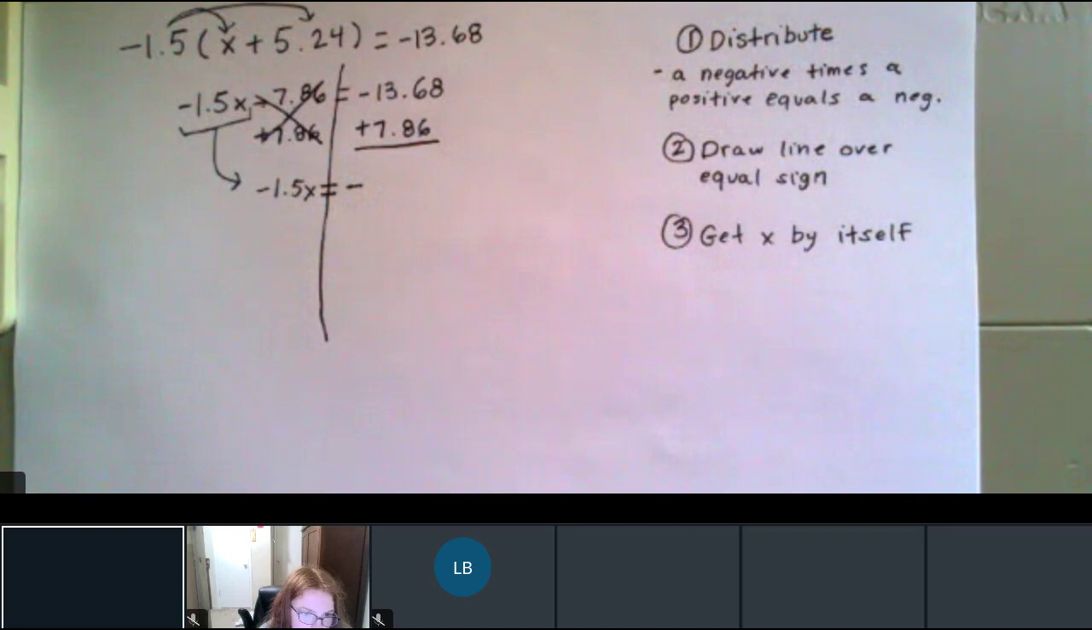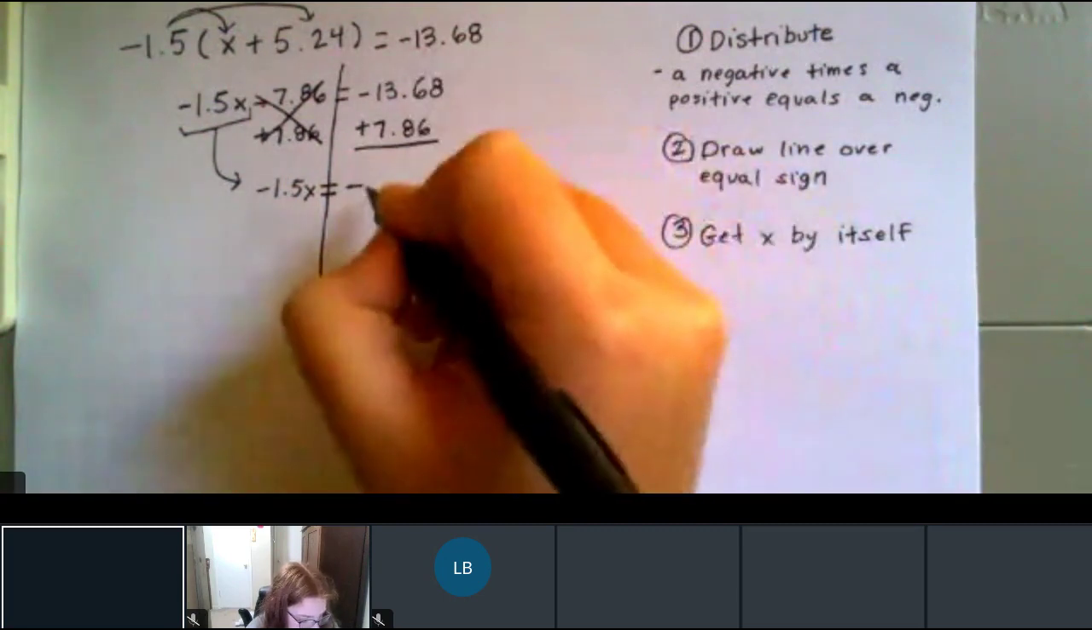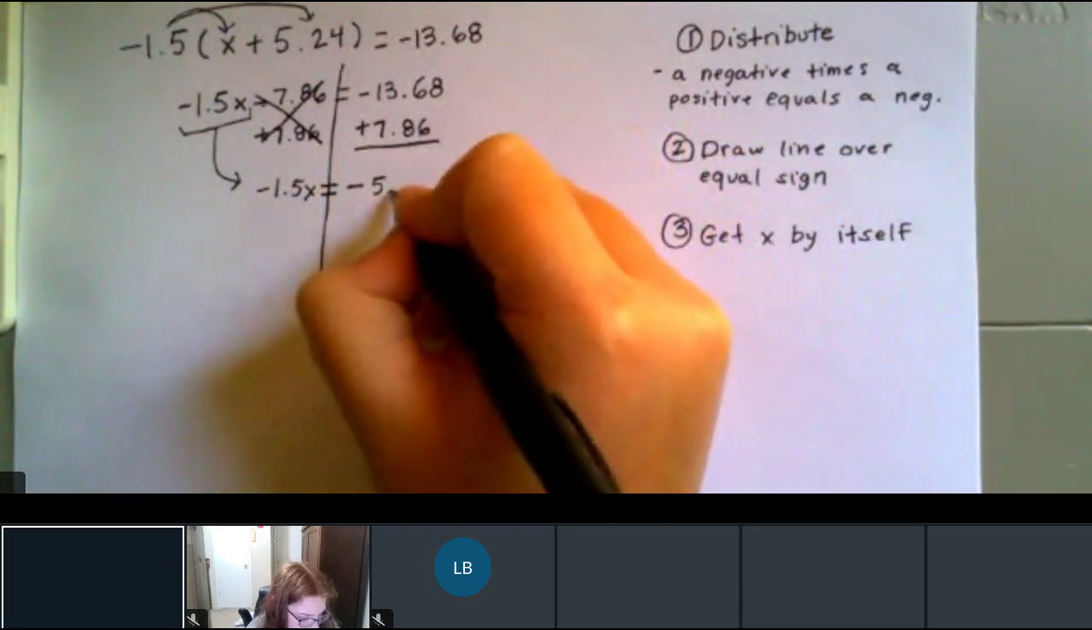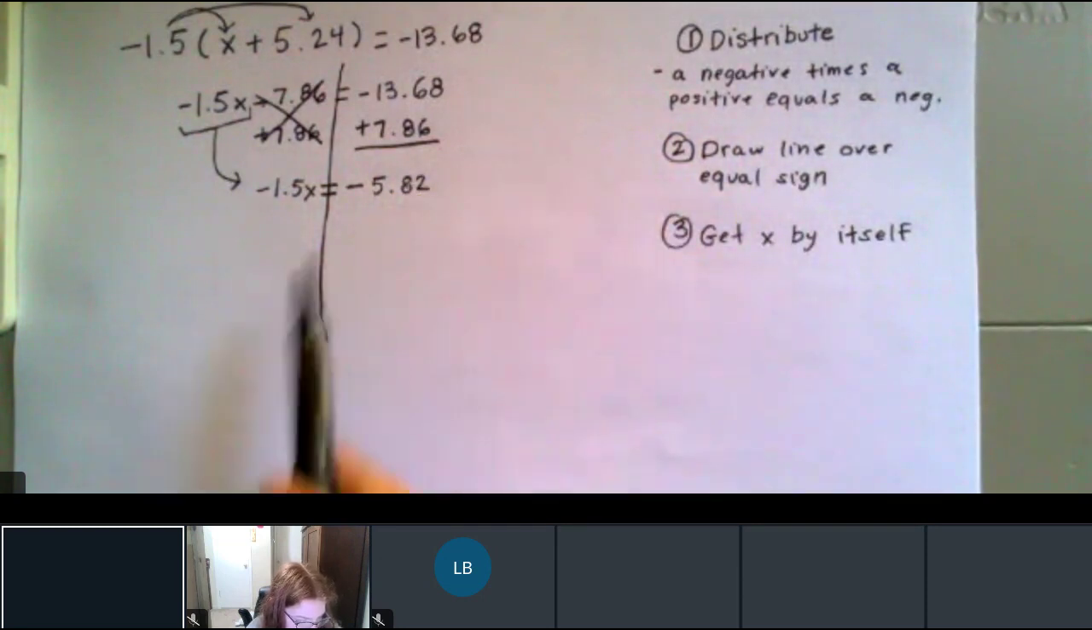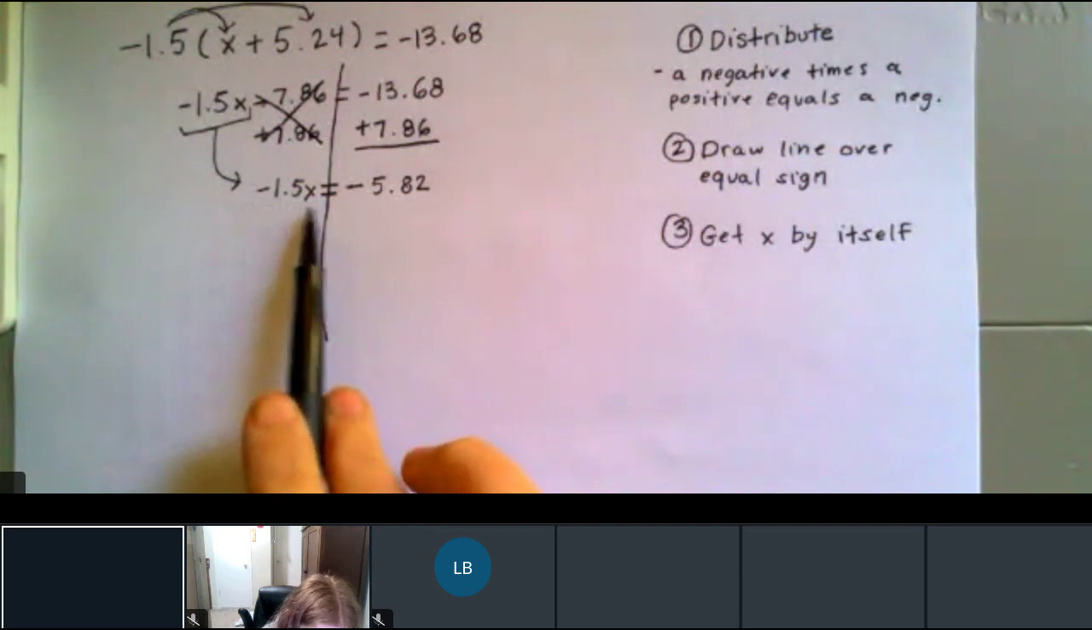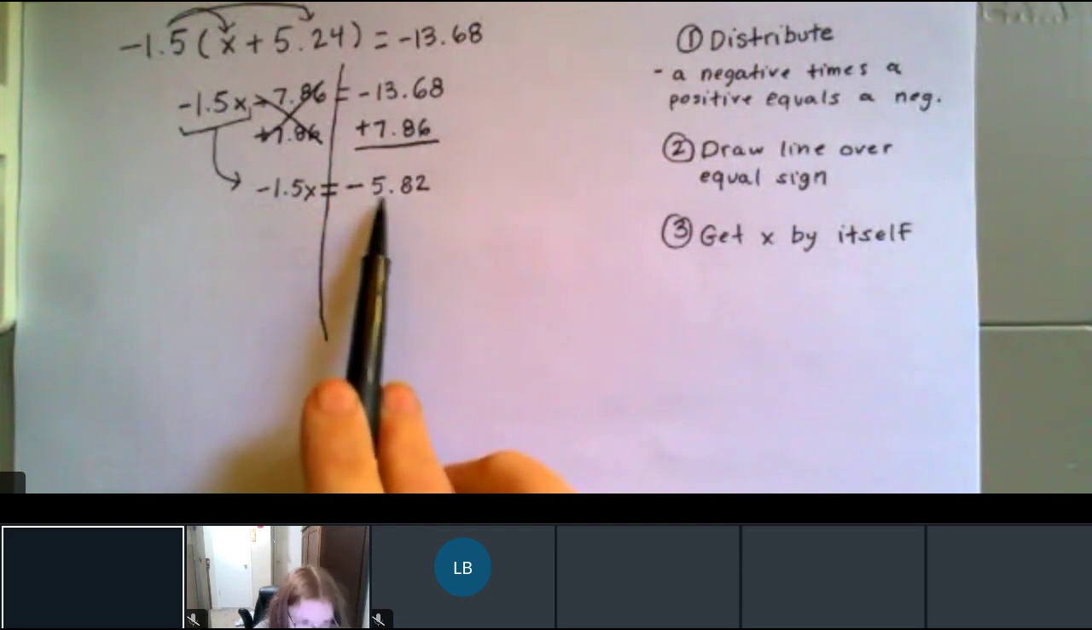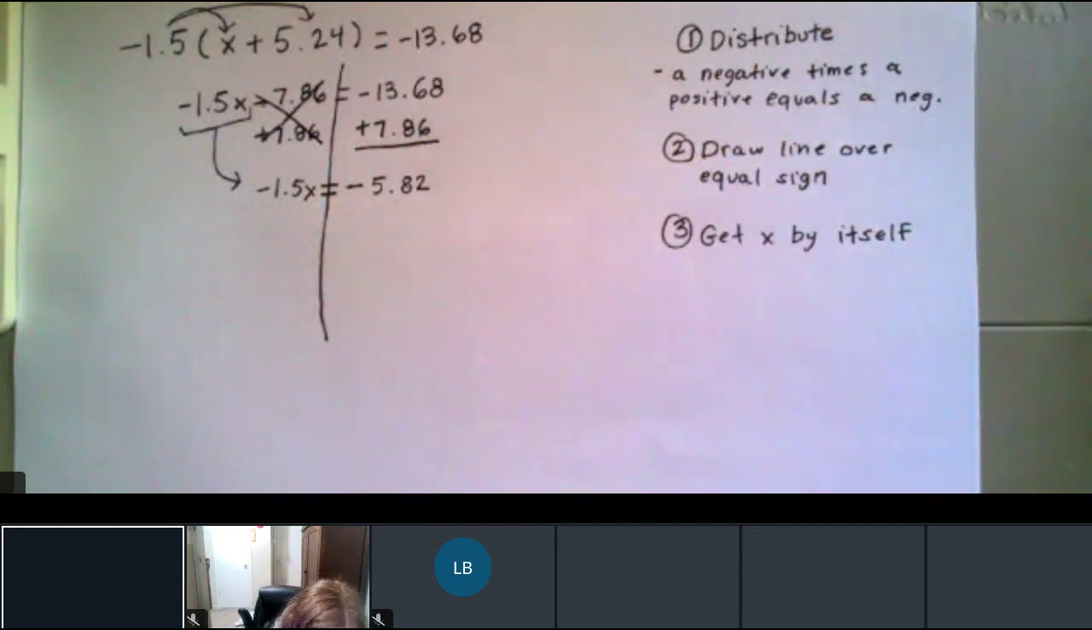And then let's do 13.68 minus 7.86. That gives you 5.82. So now we have negative 1.5x equals negative 5.82.